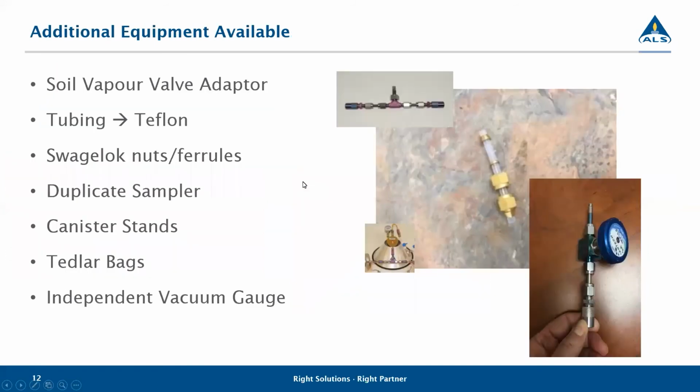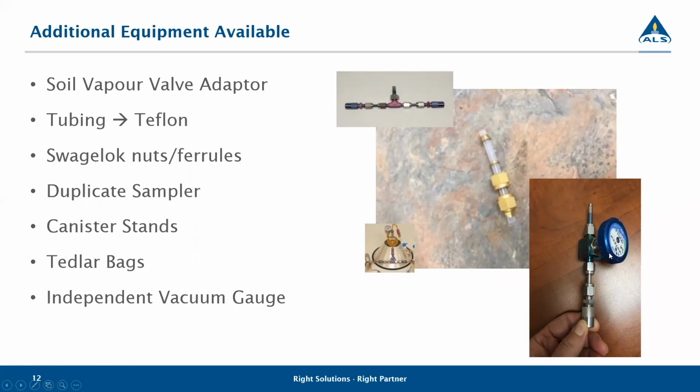Some of the additional equipment that we have available. So the soil valve adapter, the background info on this one has to do with standard operating procedures that were set out usually by government groups or by regulators that required a leak check be done prior to the flow controller. So the soil valve adapter looks like the inset here at the bottom right, and we can provide those for soil vapor samples.